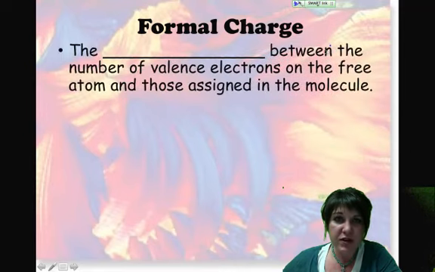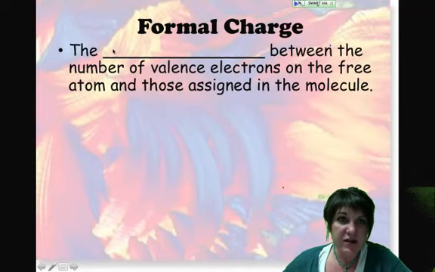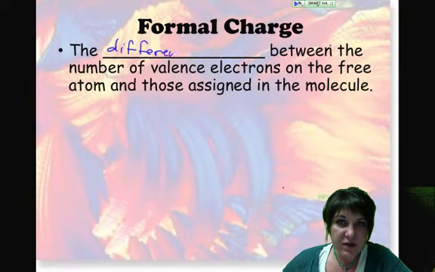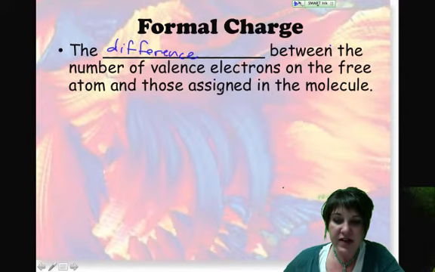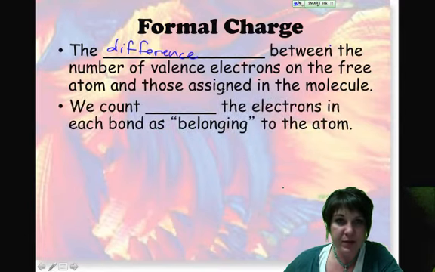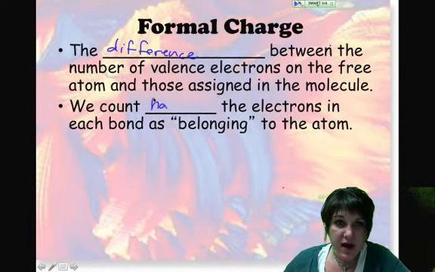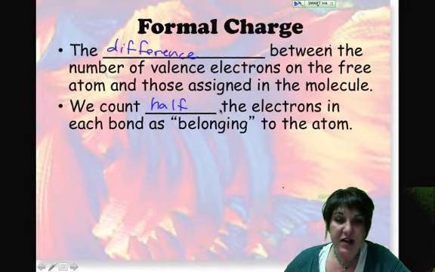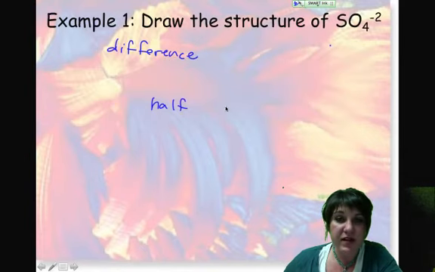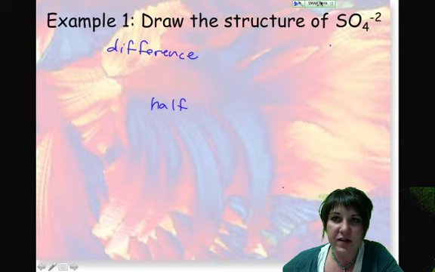So in formal charge, the first thing that we're going to do is count the valence electrons in the atom, and then we will find the difference between the number of valence electrons on the free atom and those that are assigned to that atom in the molecule. By difference we mean subtracting, right? So we will then count half of the electrons that are in a bond as belonging to the atom. Since it's a covalent bond, that means that atom has to share them, so it only gets to have them about half of the time.